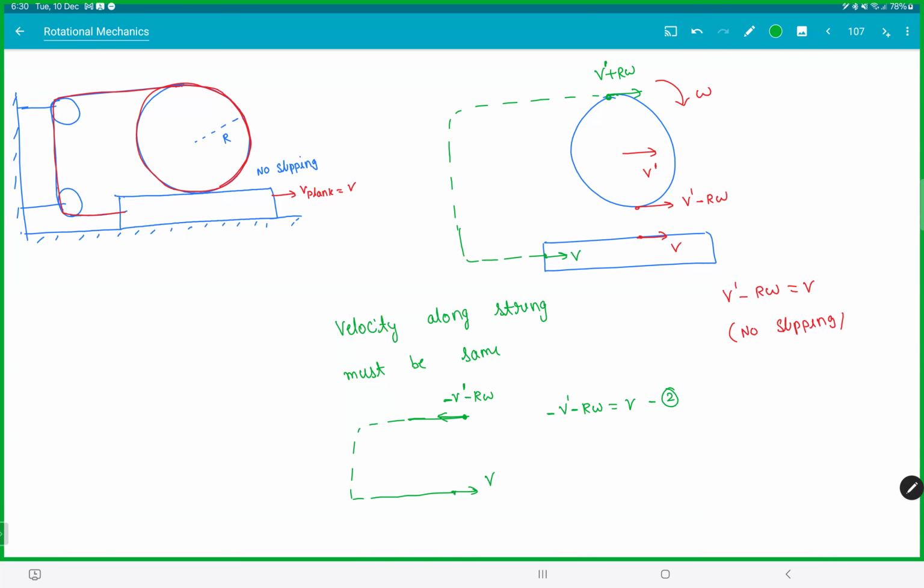This was your equation 2 and this was your equation 1. Add both of them. If you add 1 plus 2, V dash will cancel. You will end up with minus 2R omega is equal to 2V. We get V is equal to minus R omega, or omega is equal to minus V by R. So I have taken the direction wrong.